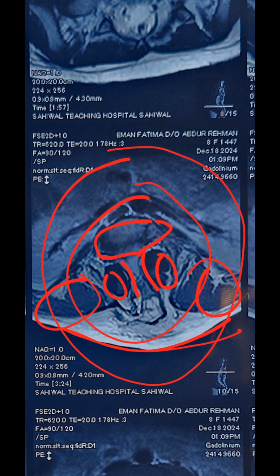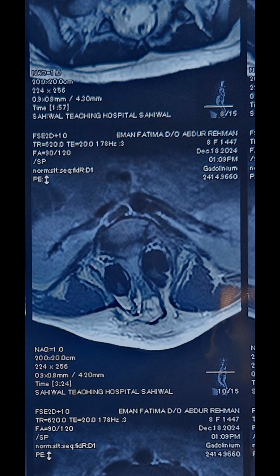Diastematomyelia Type 1, where the bony spur arises from the vertebral body and then divides the spinal cord into two halves. So this is basically a case of diastematomyelia, and it is type 1 diastematomyelia where the spinal cord is divided into the two halves by a bony spur that is seen here.